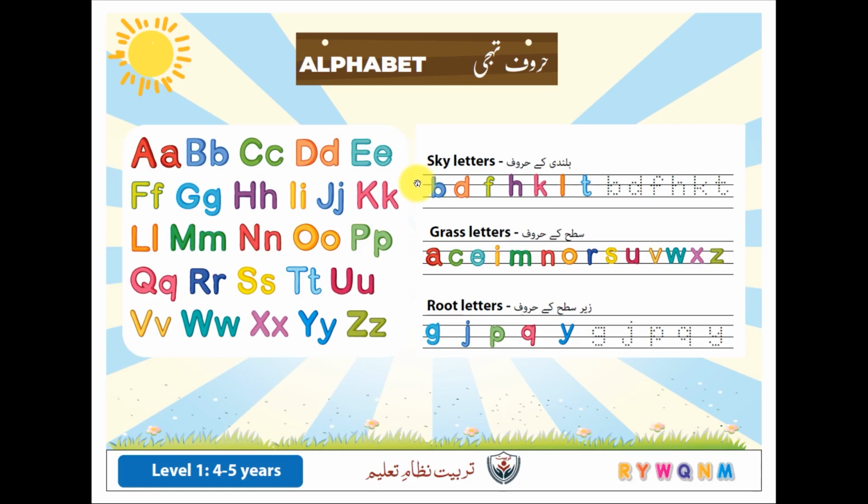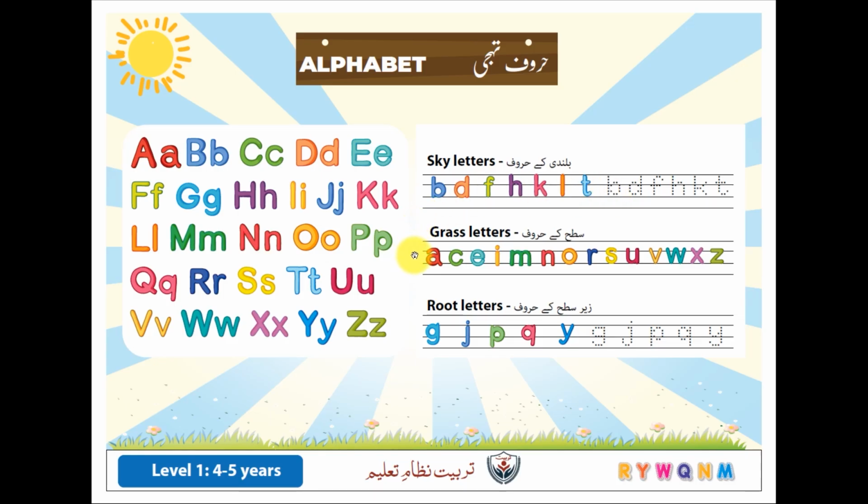Lines number 1, 2, and 3 contain sky letters. Sky letters are B, D, F, H, K, L and capital I, T. Then you will also write down these letters so that you can remember these are sky letters.